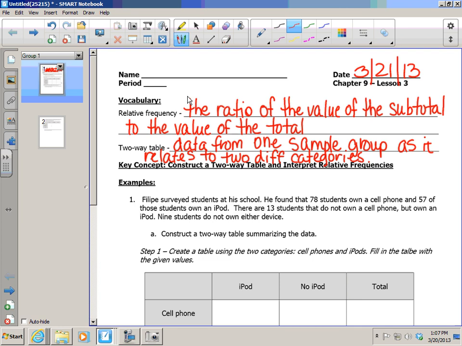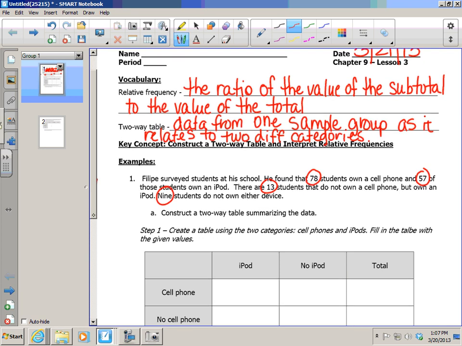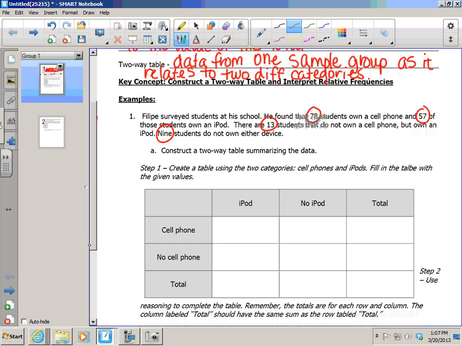Example number 1 says Philippe surveyed students at his high school. He found that 78 students own a cell phone. 57 of those students own an iPod. 13 students do not own a cell phone but own an iPod. And 9 students do not own either of the devices. So we look at constructing a two-way table to summarize the data.